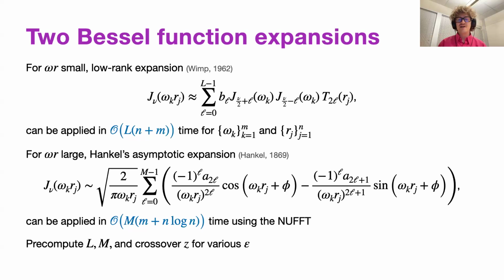If we perform some error analysis of both of these expansions, then we can pre-compute the number of necessary terms in each one, as well as the crossover point z, where we move from the local expansion to the asymptotic expansion, for any user-specified accuracy epsilon. So you hand me a tolerance, you say, I want 8 digits of accuracy, and I've pre-computed a table that says, okay, you should use L equals 10 and M equals 3, and your crossover point should be at z equals 10.